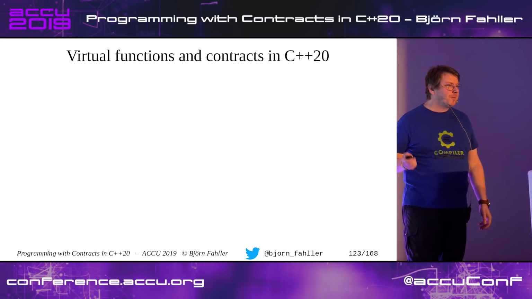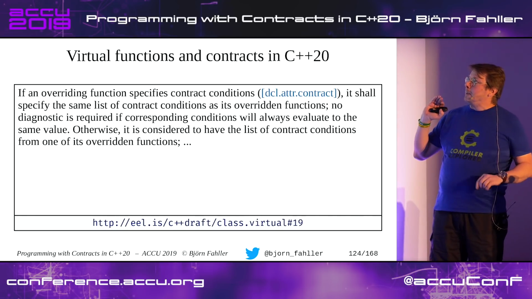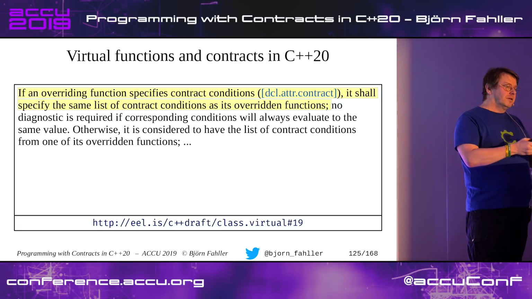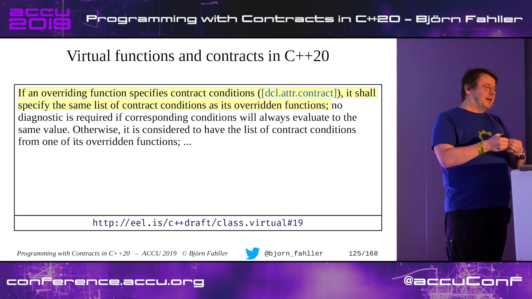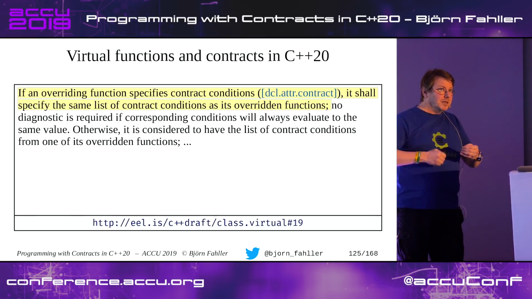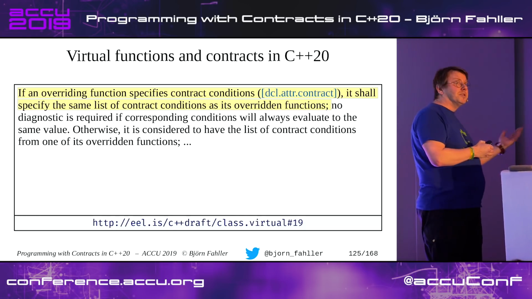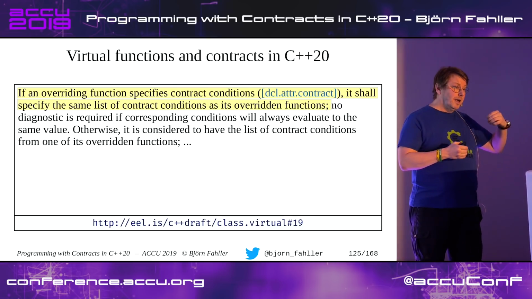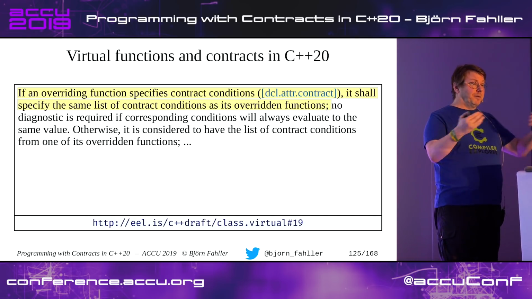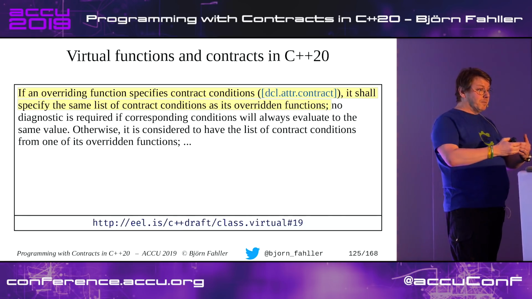Virtual functions. I'll choose to cut a little bit here. But if an overriding function specifies contract conditions, it shall specify the same list of contract conditions as its overridden function. So this, one moment, Alistair. This idea I mentioned earlier, that you can have wider preconditions and narrower postconditions, does not apply to C++20. It must be the same.